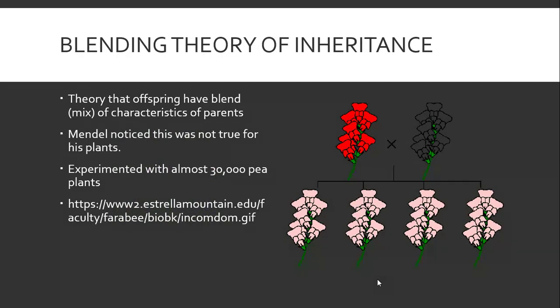Before Mendel, there was a theory that offspring have a blend or mix of the characteristics of the parents. So if you had a red plant and a white plant, all of the offspring of that plant would be pink. Mendel noticed that this wasn't true for pea plants or for his plants. So he experimented with almost 30,000 pea plants.